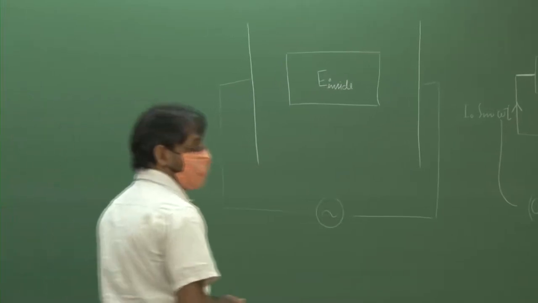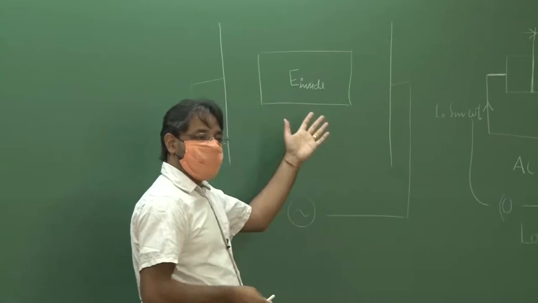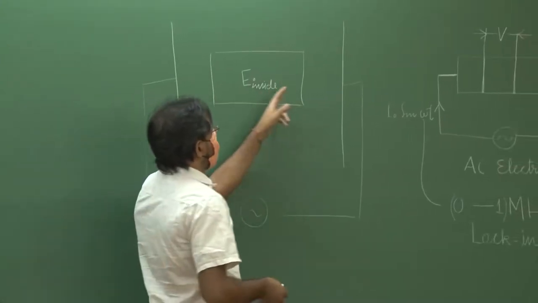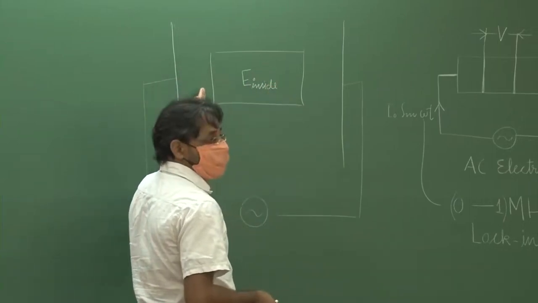Because there are free electrons. What do the electrons do? They rearrange themselves in response to the electric field. So the electrons will pile up on one of the faces and the other face will become positively charged, right?